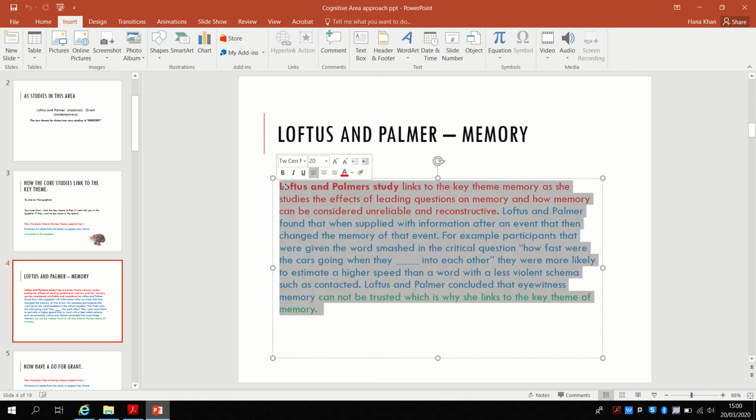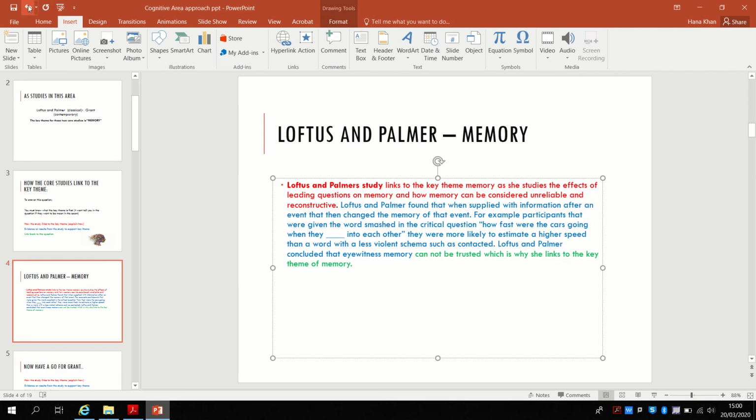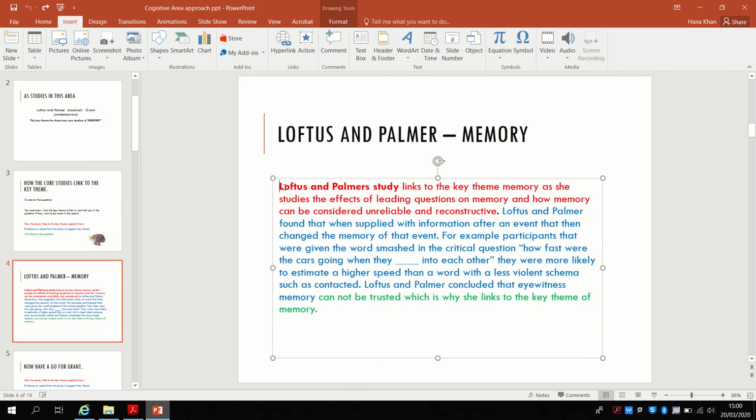So I've told you how Loftus and Palmer's study links to the key theme by saying it's because she's looking at memory, and that's why it links to memory. And then what she actually found, and then saying this is why she links to the key theme.